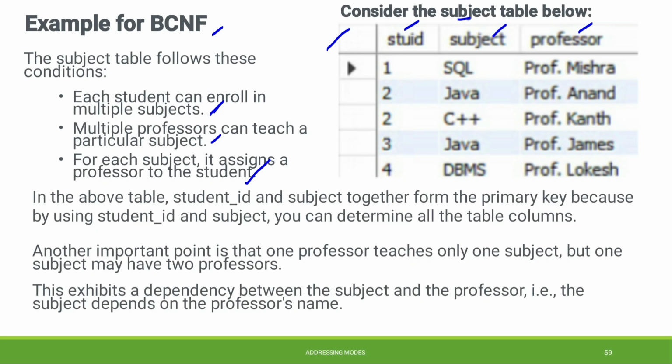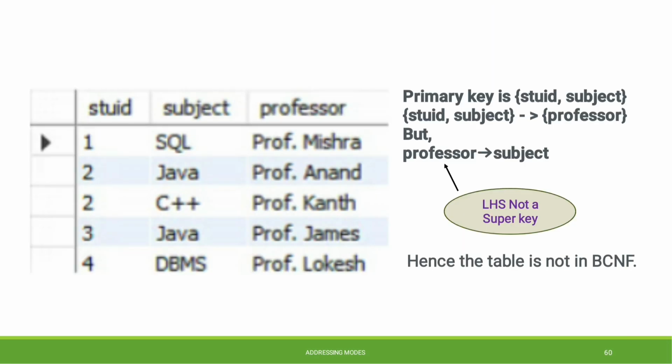So with this condition, if you take up this table, according to these conditions, the functional dependencies first we have to identify. In the given relation, if you check for existence of functional dependencies, there are two functional dependencies. The first functional dependency shows that here, if you observe, the student ID is 2, subject is Java, professor name is Professor Anand.